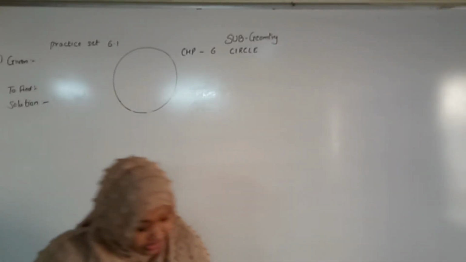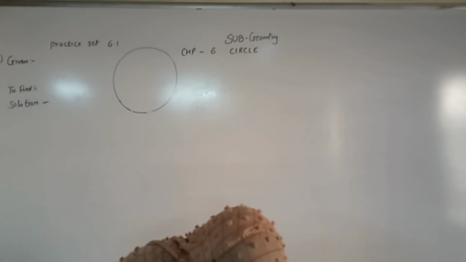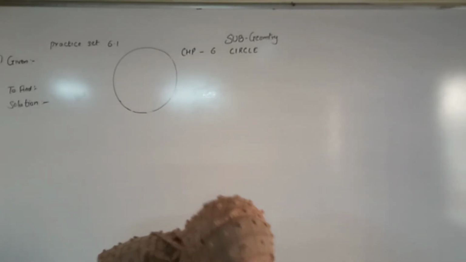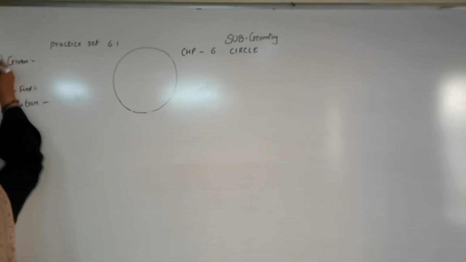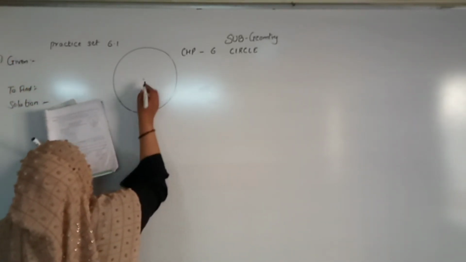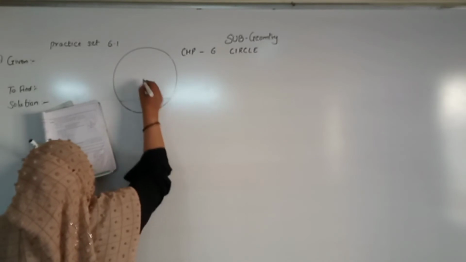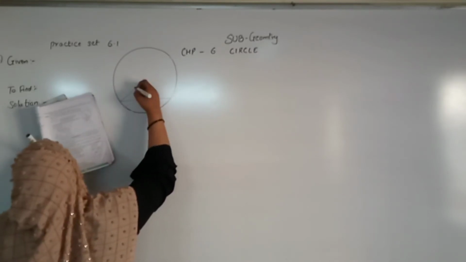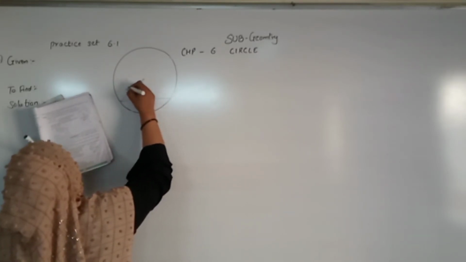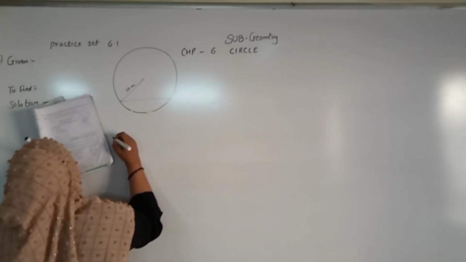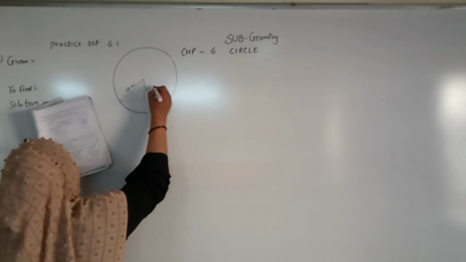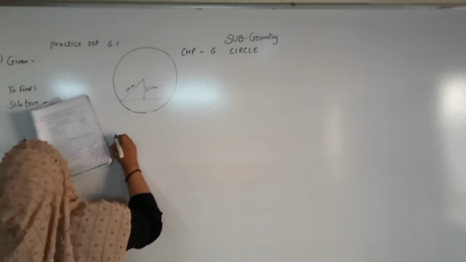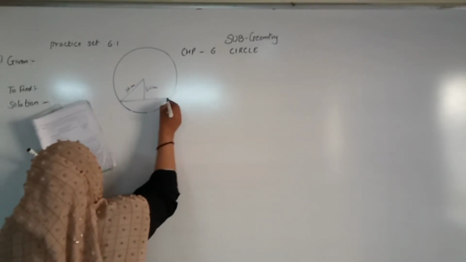See the third question, what they asked. The radius of a circle is given as 34 centimeter. The distance of the chord from the center of the circle is 30 centimeter. Find the length of the chord. We have to find the length of the chord.